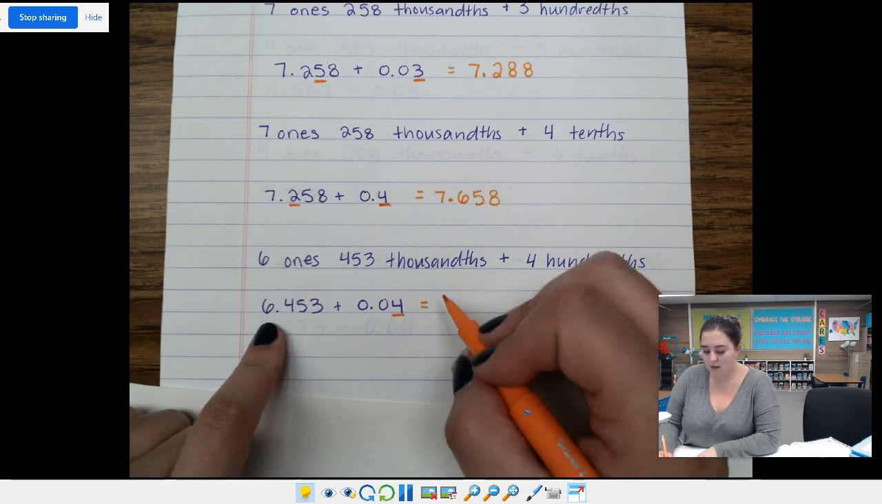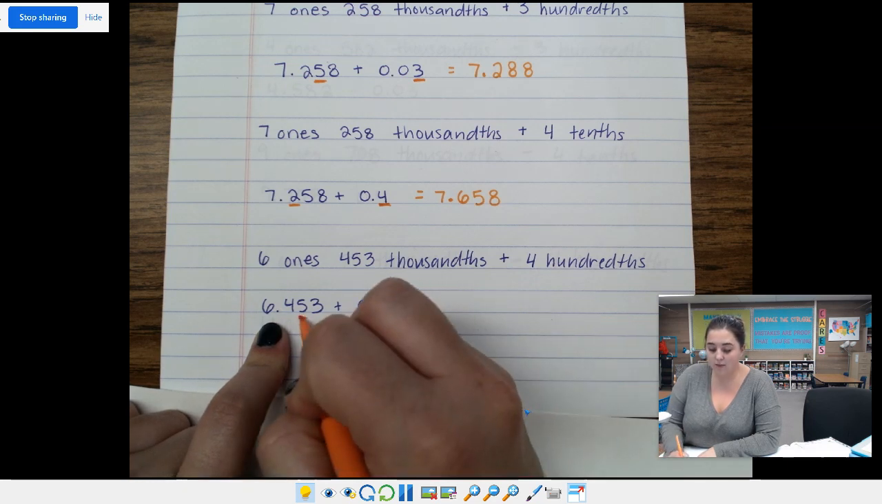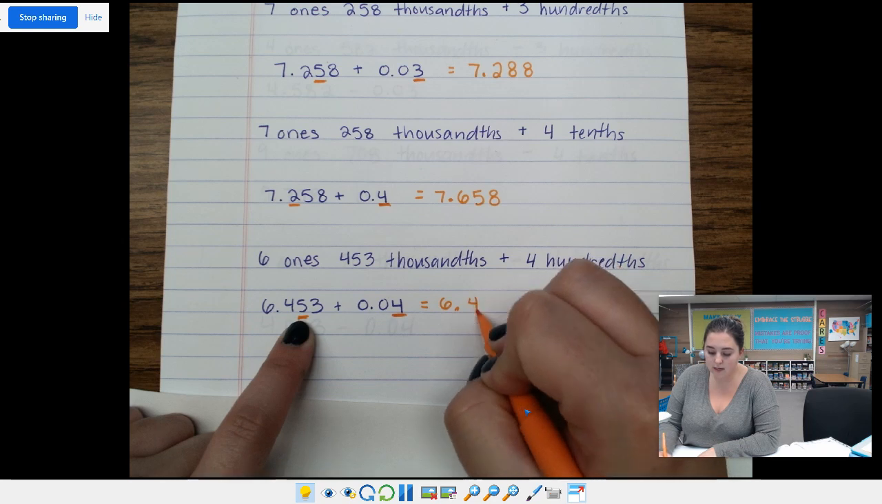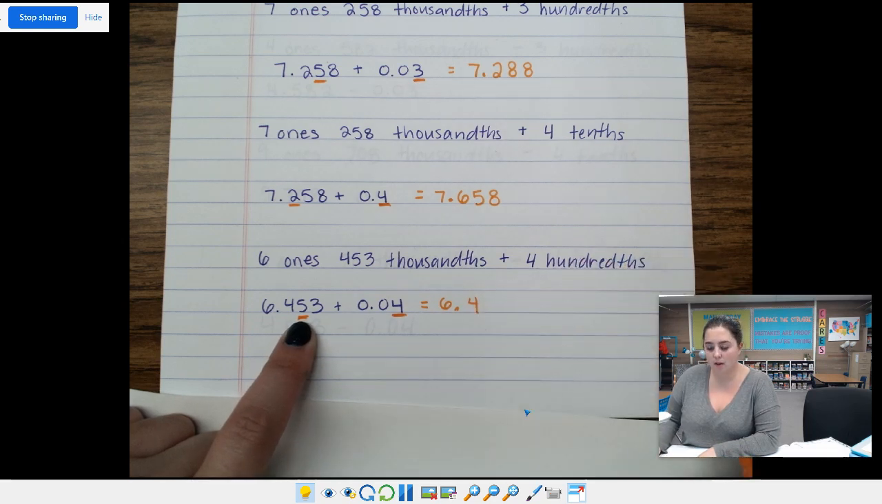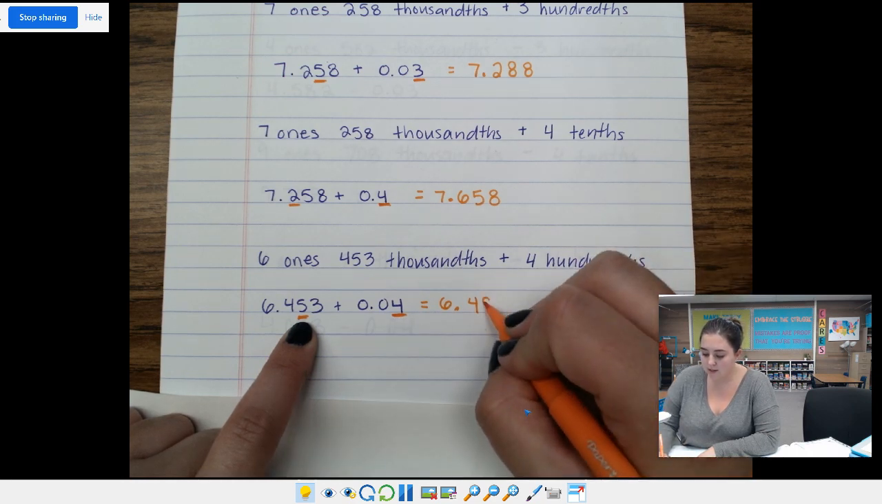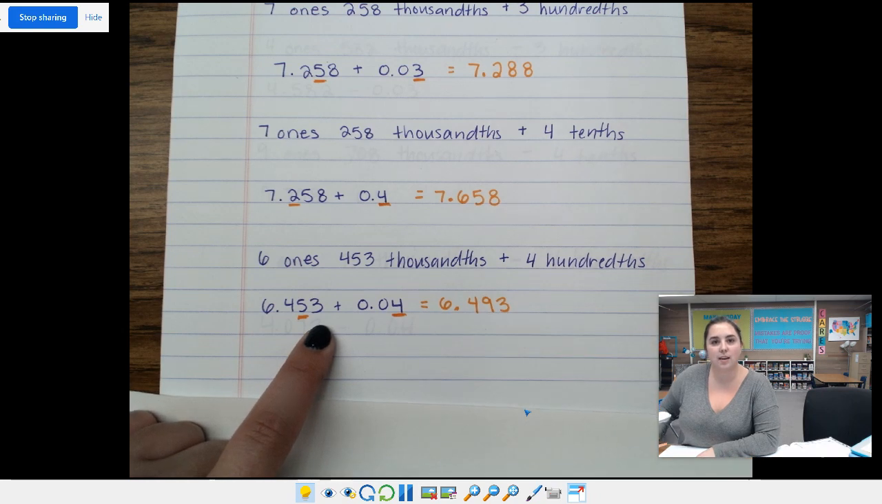Last one, I am increasing by 4 hundredths. My 5 is in the hundredths place. So the 6 ones, 4 tenths will stay the same. 5 hundredths plus 4 hundredths is 9 hundredths. And my 3 thousandths will stay the same.